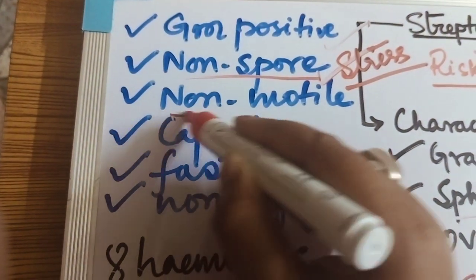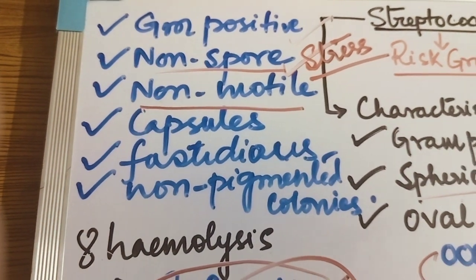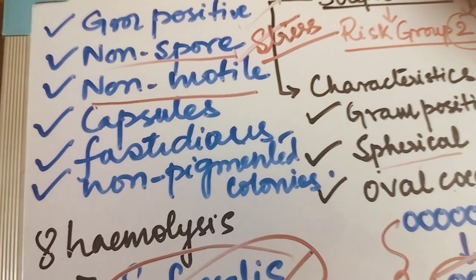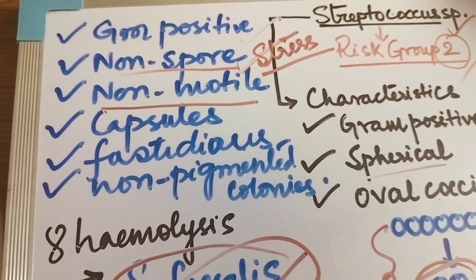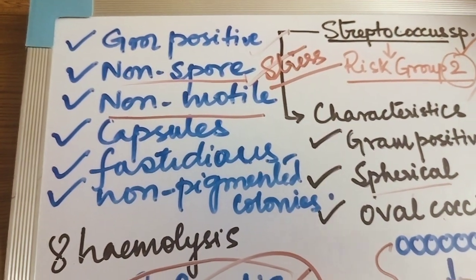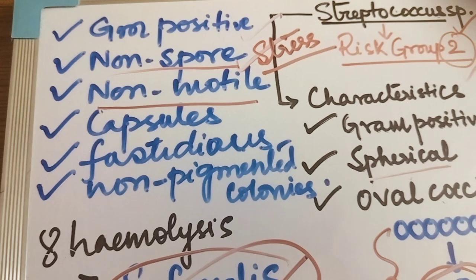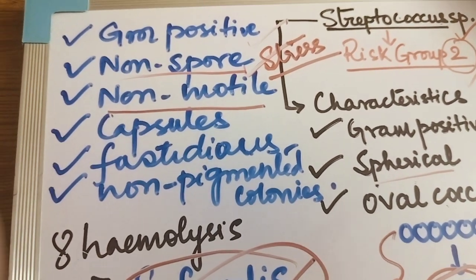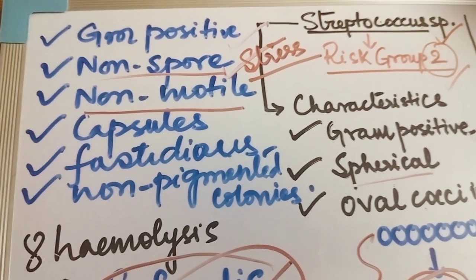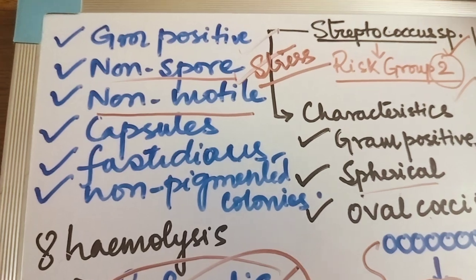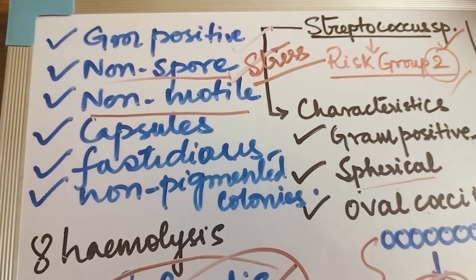Next is non-motile. This is also one important fact. We can do a lot of experiments about motility of a bacteria, right? And usually they have flagella, which are motile, which undergo motility, but this organism does not bear such motile appendages, and hence they are non-motile.